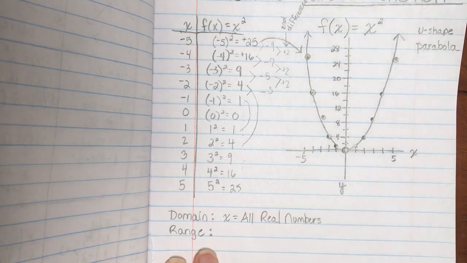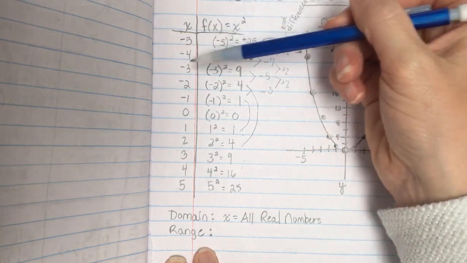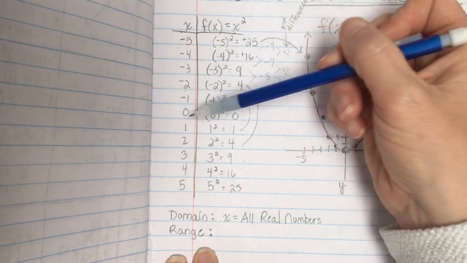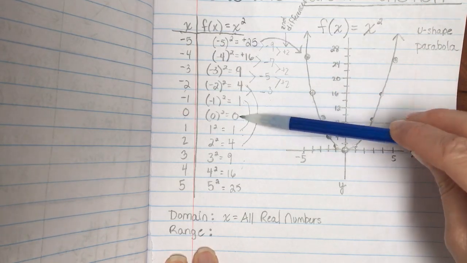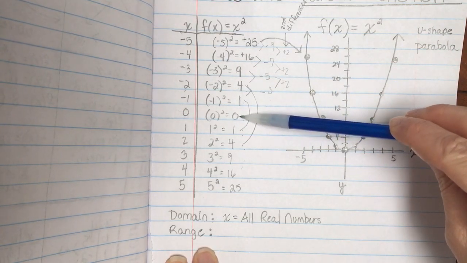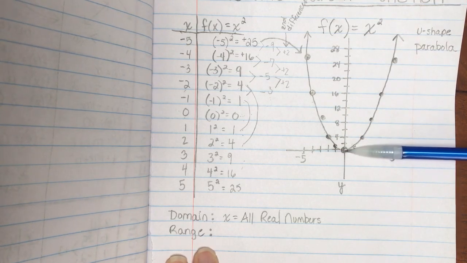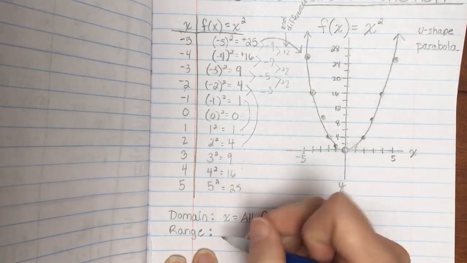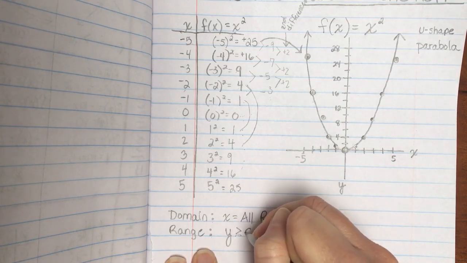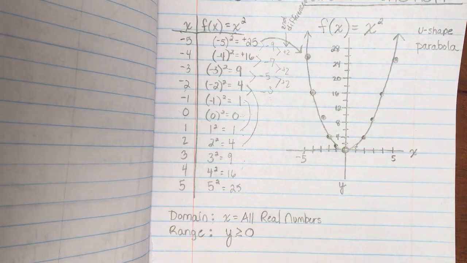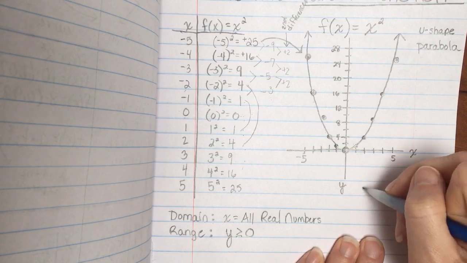Range. Now the range is not all real numbers because it looks like no matter what I put in for this particular problem, my lowest y value is a 0. I don't have any negative y values. This is my lowest y value. So we would say the y are greater than or equal to 0. A few other important pieces. One is that vertex point.